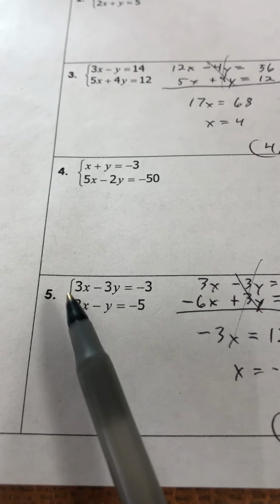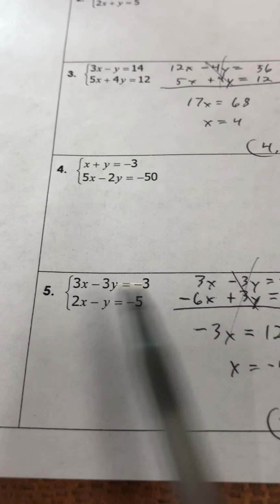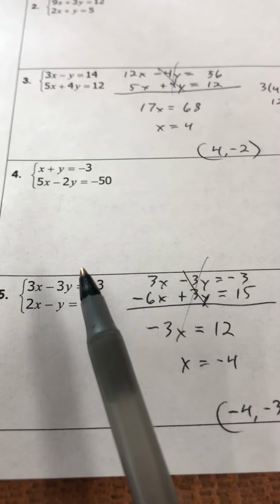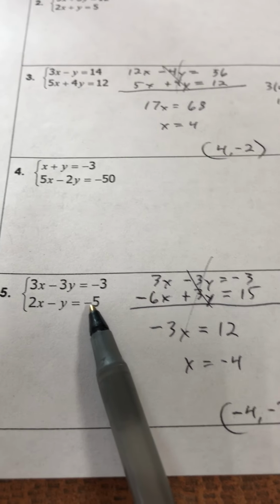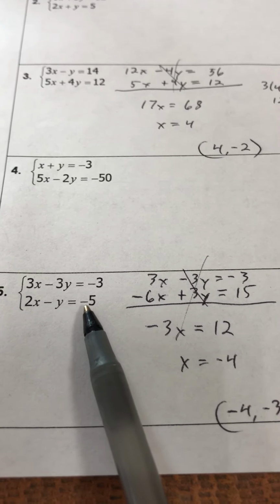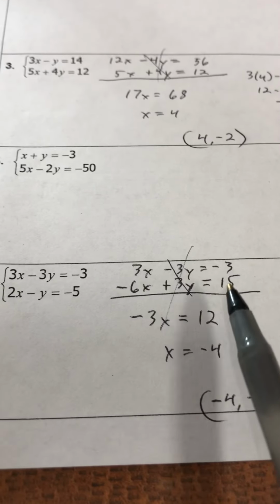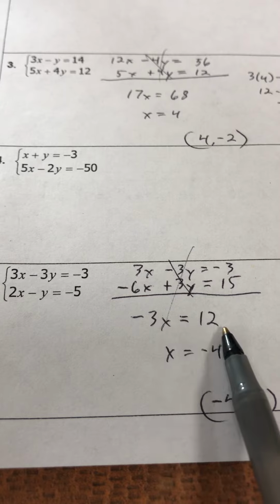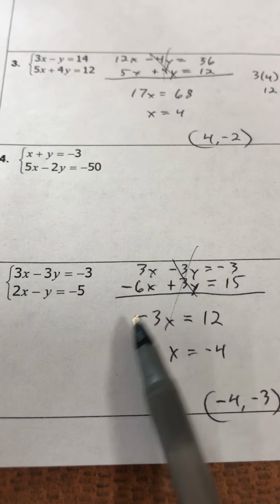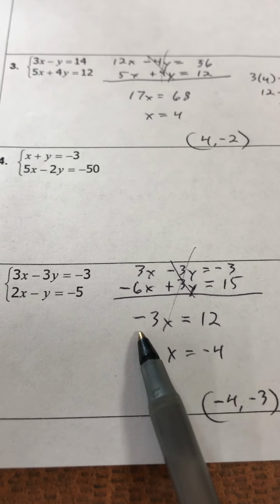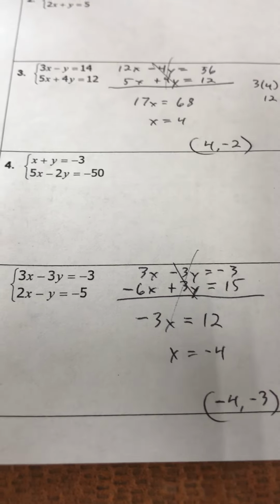So this 2x times negative 3 is negative 6x, and the negative 3 times the negative 5 gives me a positive 15. So I'm left with negative 3x equals 12. I divide both sides by a negative 3, and I get x equals negative 4.